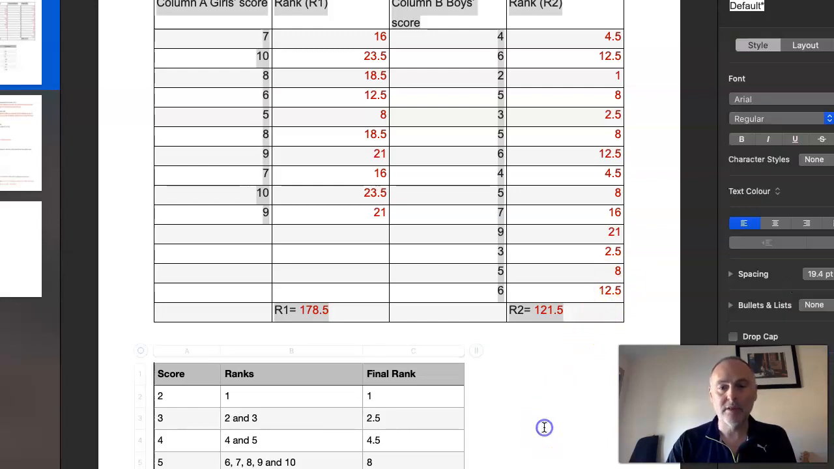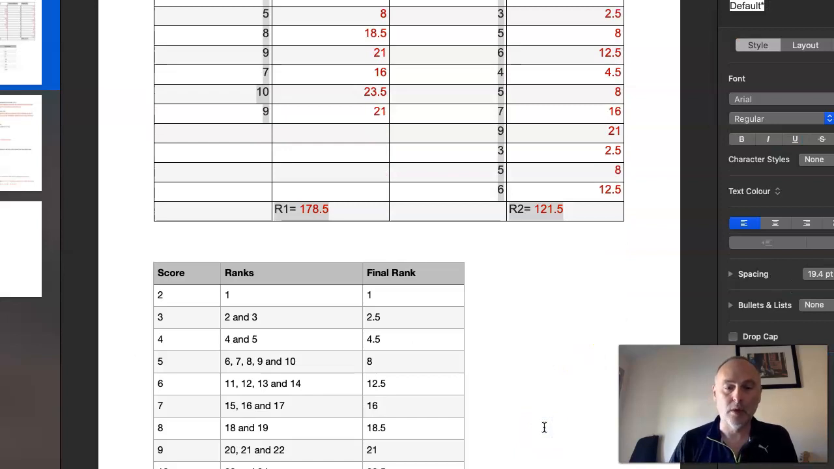Anyway, we work through the rest of the table in just the same way. You can see my ranking table there, and hopefully we get our ranks correct. That's very, very important we do. If we don't, we are snookered. All right then, what do we do now?